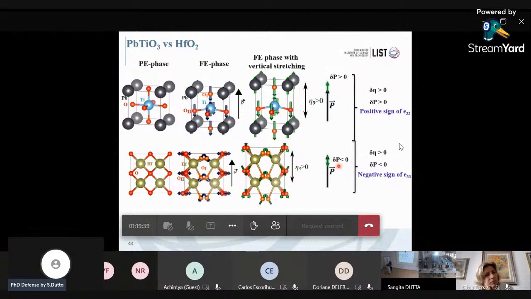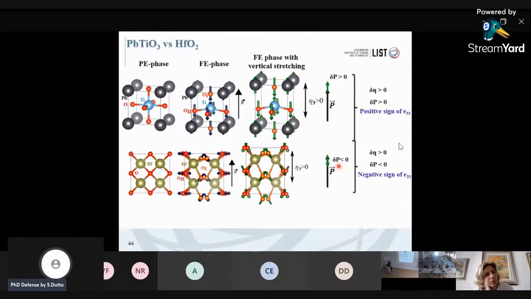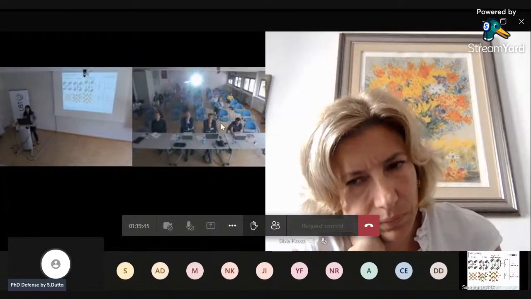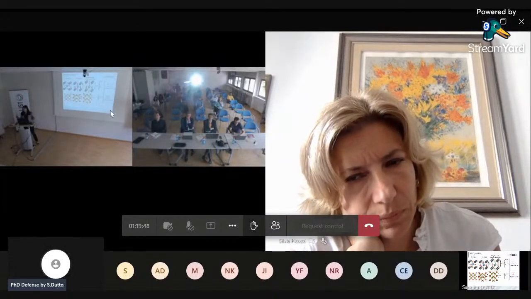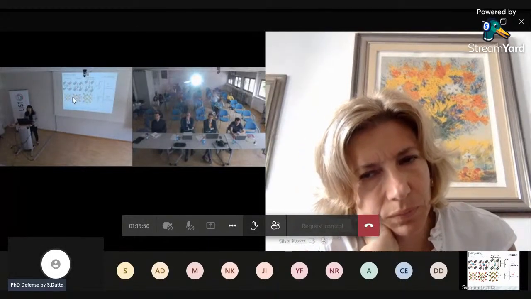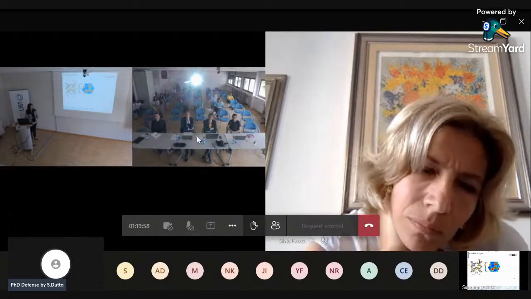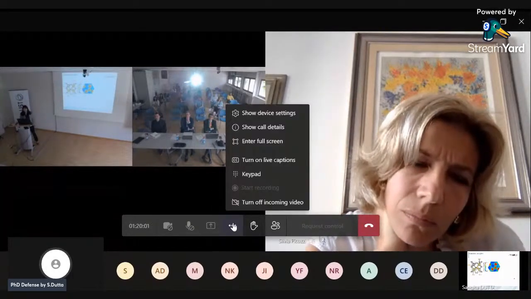So this gives you a decrease of polarization in your cell, and as a result, although your delta eta, that is the strain you are applying, is positive, delta P is negative, and you are getting a negative sign of it. Why does this happen? To study that, I focused on the local bonding mechanism of the atoms.